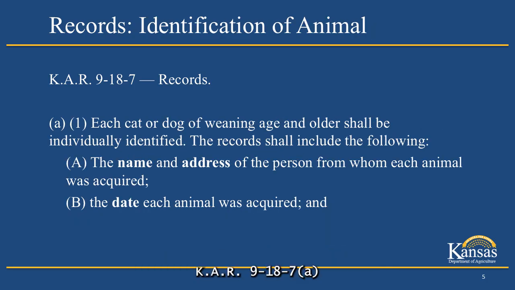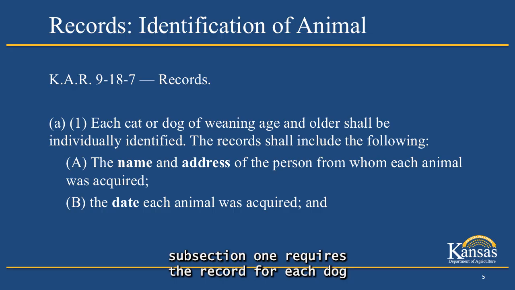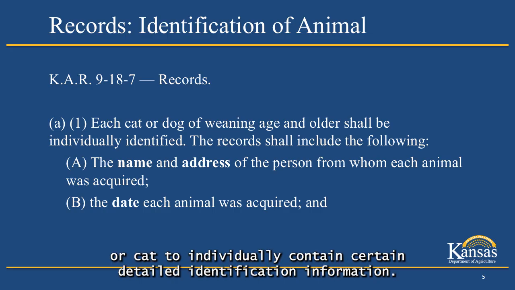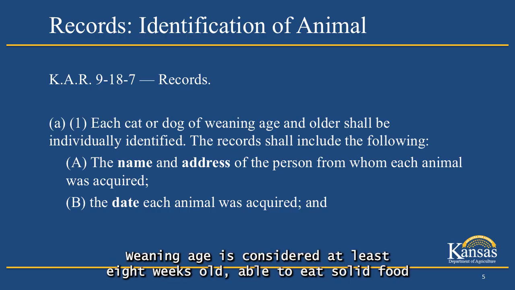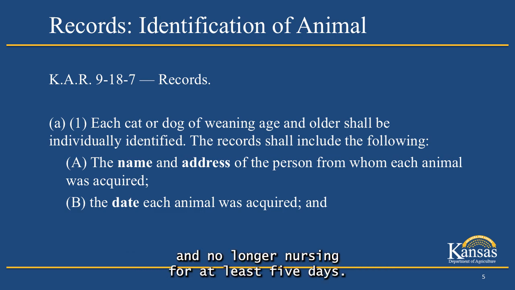KAR 9.18.7a, subsection 1, requires the record for each dog or cat to individually contain certain detailed identification information once it reaches weaning age. Weaning age is considered at least 8 weeks old, able to eat solid food, and no longer nursing for at least 5 days.